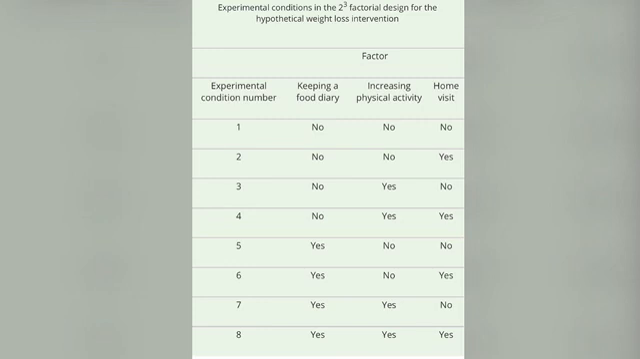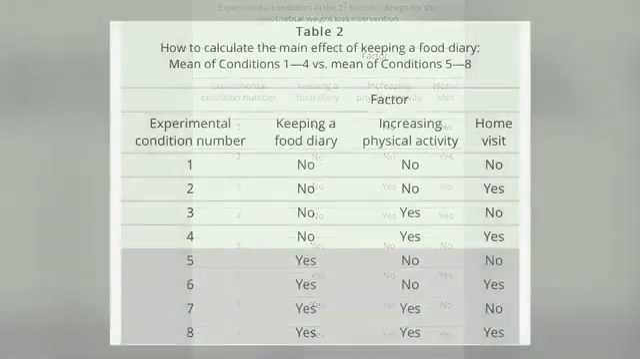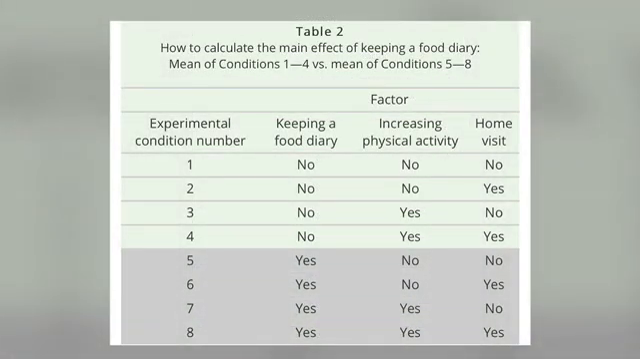For instance, if randomly assigned to condition 2, the individuals will receive a home visit, but neither of the other 2 components. Those randomly assigned to condition 7 will receive the keeping of a food diary and increasing physical activity components, but will not receive a home visit. In a factorial experiment, the objective is generally not to compare individual conditions to each other. Instead, combinations of experimental conditions are compared.